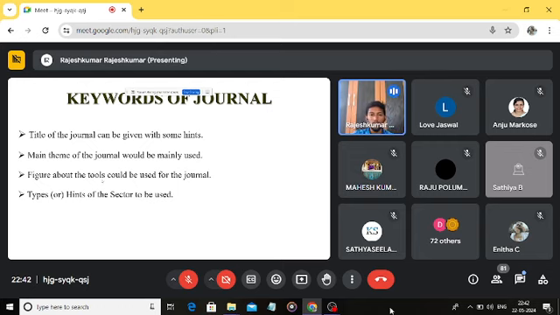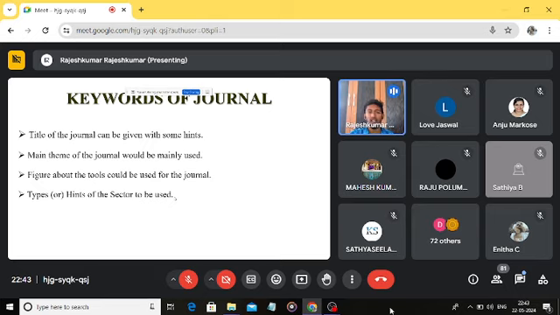Third, figure about the tools could be used for this one. I have previously said that: types or hints of the sector can be used. Types of sectors can be information technology, telecommunication sector, or biotechnological sector, computer science sector, educational sector, or any other streams like IT sectors, engineering sectors.